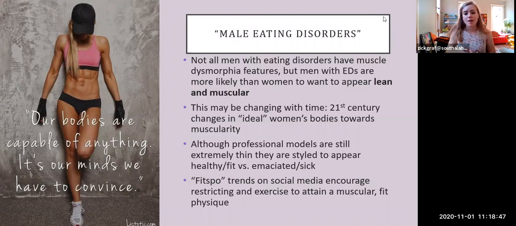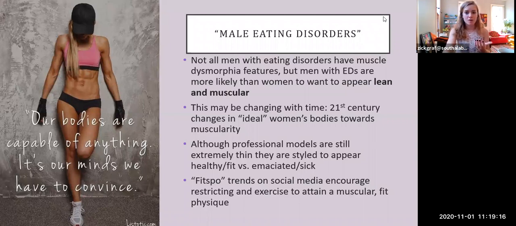But it's important to note that although professional models and celebrities are styled to appear healthy and fit instead of emaciated, they're all still extremely thin. And trends on social media like Fitspiration, which this picture is an example of, still encourage really unhealthy restricting behaviors and unhealthy exercise behaviors. It's just that supposedly the goal is to attain a muscular, fit physique instead of to lose extreme amounts of weight.